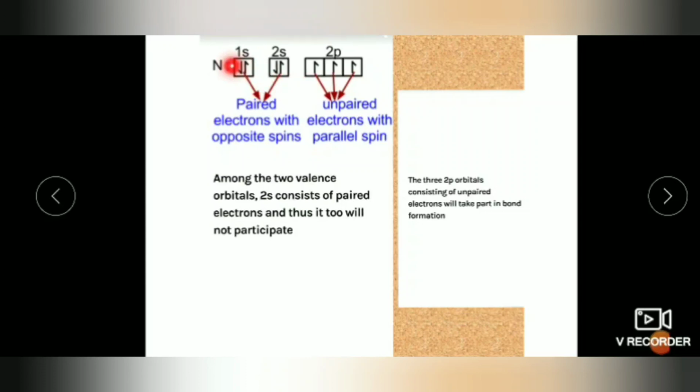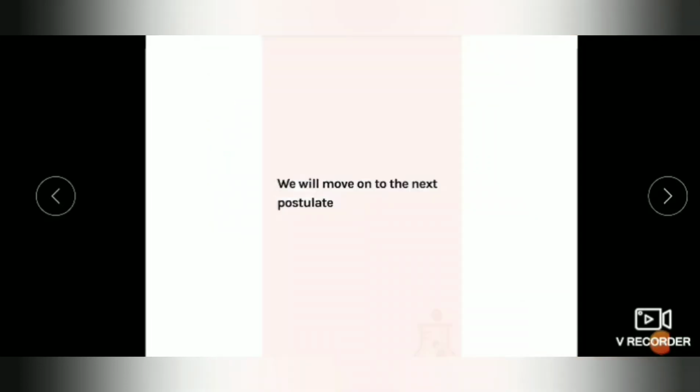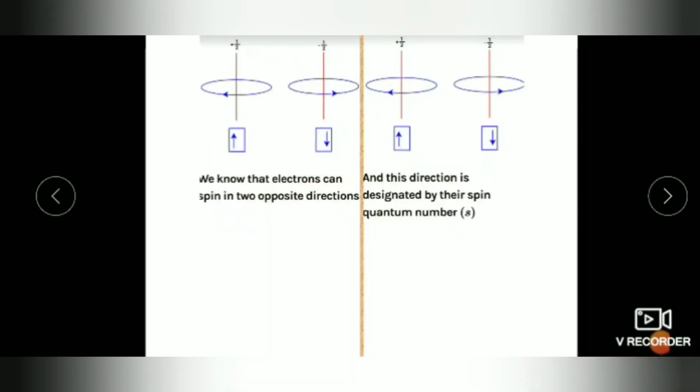So the 1s orbital is completely filled with 2 electrons with opposite spin. The 2s is also completely filled with 2 electrons with opposite spin. So these two do not participate in bond formation. The 2p orbitals are not completely filled with electrons; they only have parallel electrons. So the unpaired electrons participate in the bond formation. Next we move on to the next postulates.